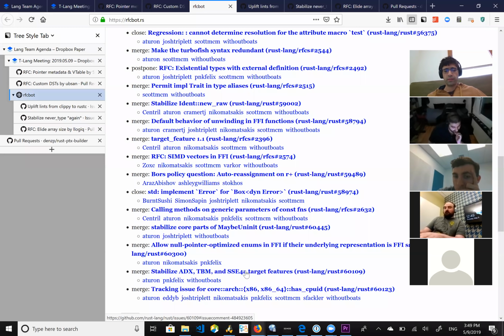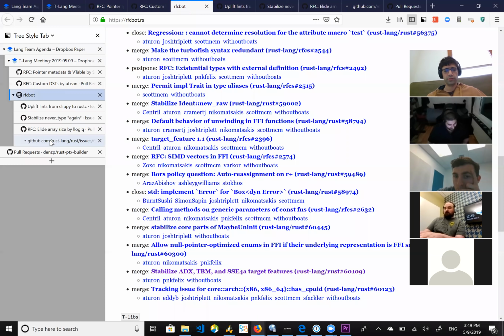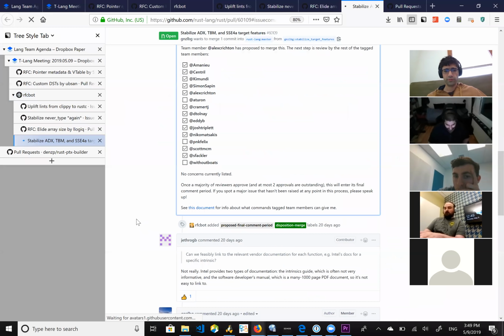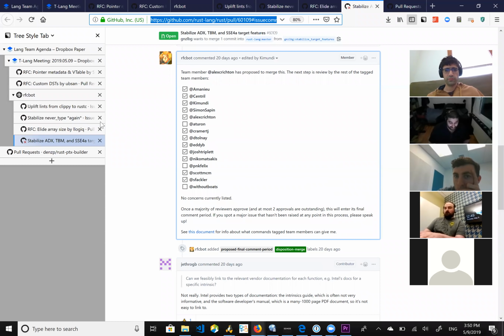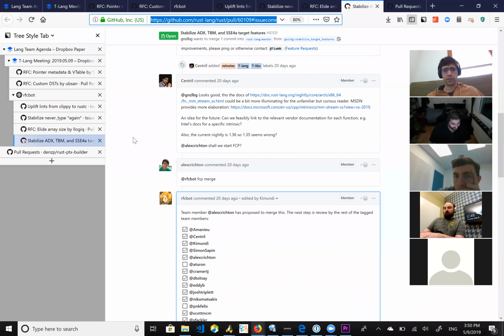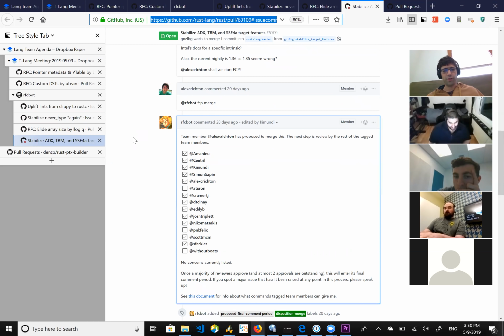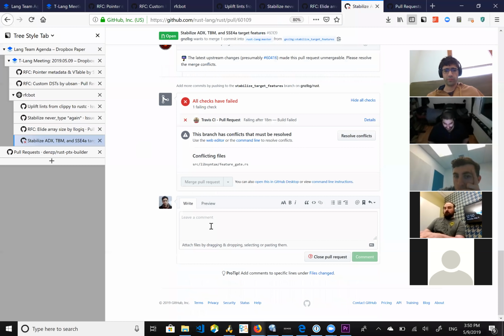Stabilize ADX TBM. This feels like the kind of obscure thing that will languish, but is not actually controversial. Just read it and tick your boxes. Oh, by the way, how do we do with Aaron's boxes? Aaron's on leave right now. Usually I just check people's boxes if they're on leave, and I leave a note that I did so. I feel okay about doing that here personally. Okay. And now it's in FTP.